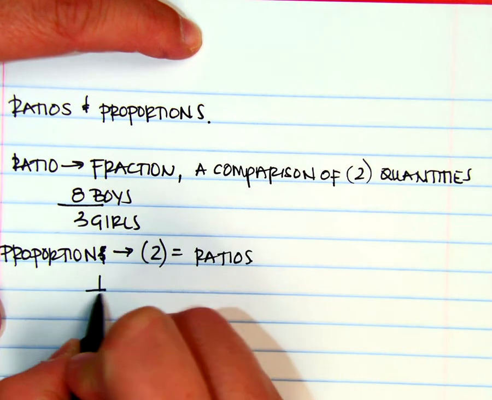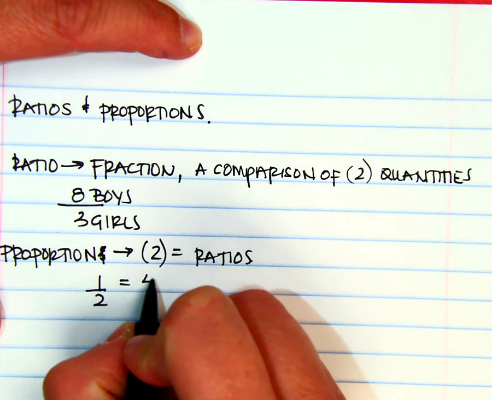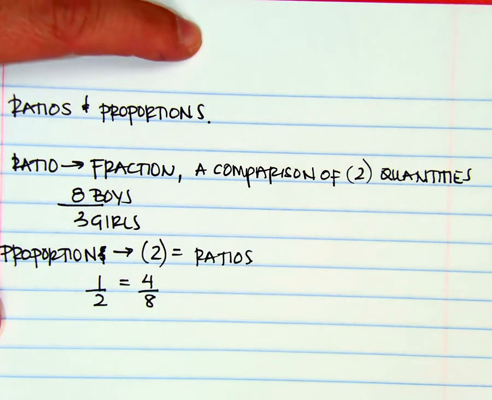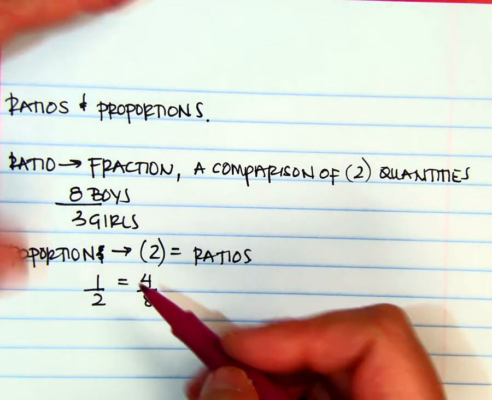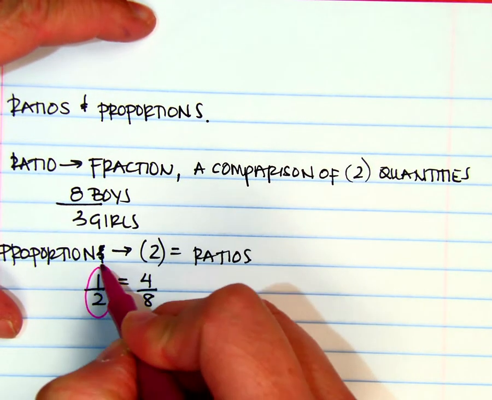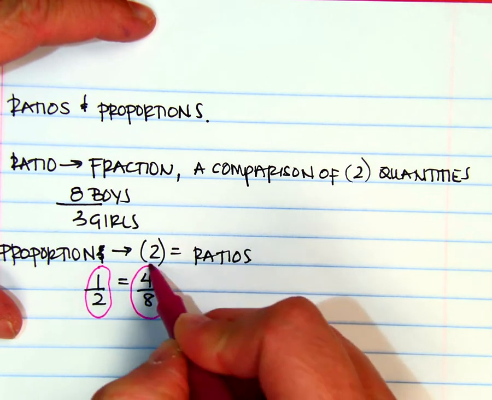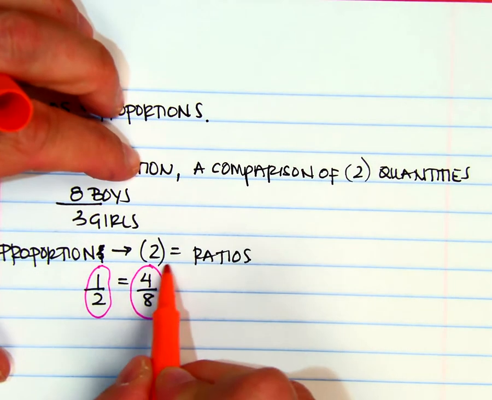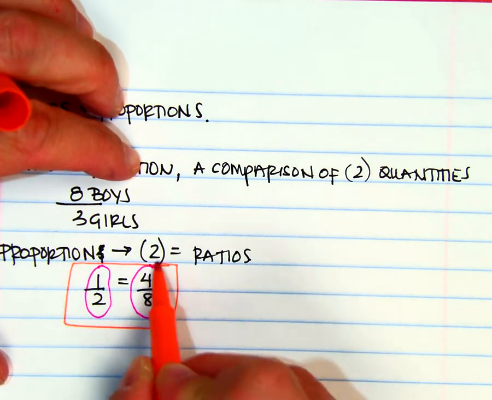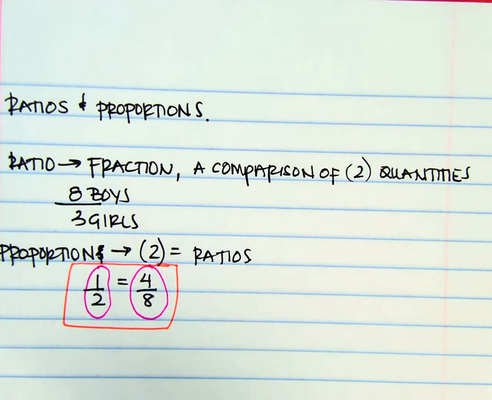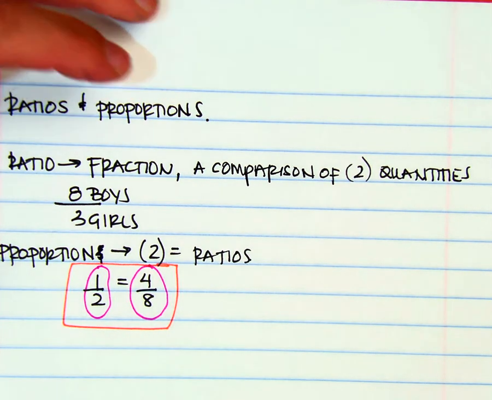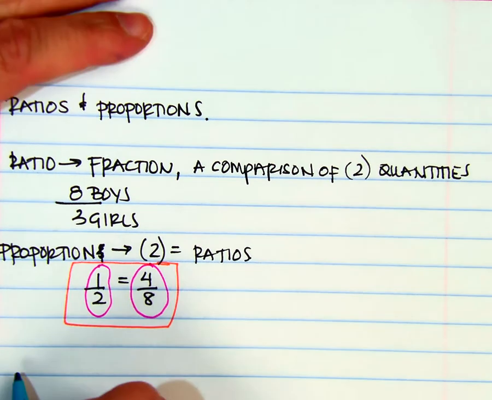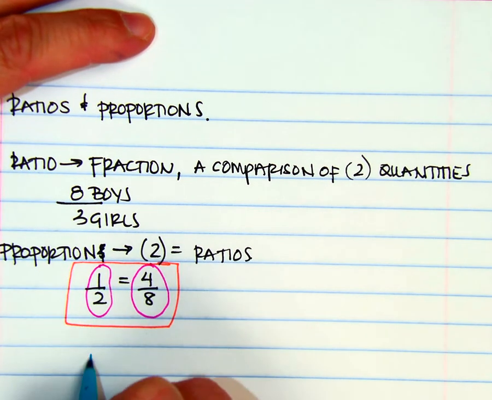So you know that 1/2 equals 4/8. This is a ratio. This is a ratio. But when you put it all together, this whole thing is a proportion. There are a lot of characteristics of proportions. So if we look at the 1/2 equals 4/8.